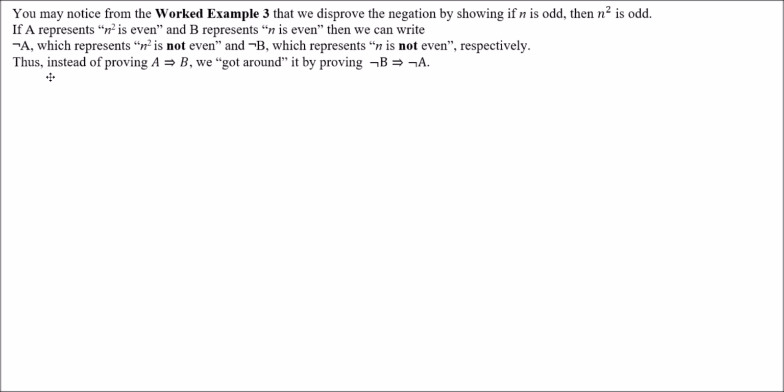So what we've done here for worked example 3, rather than proving n squared is even, therefore n is even, we sort of got around it by proving that if n is odd, then n squared is odd instead. So these two statements, A implying B, is logically equivalent to proving not B implies not A. And this is actually called proof by contraposition.